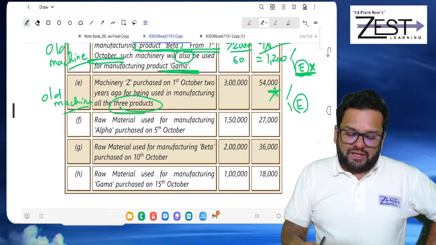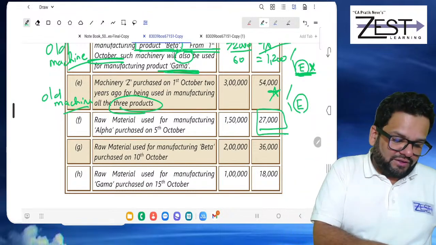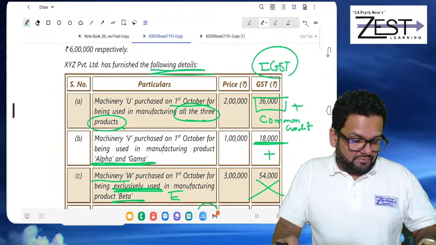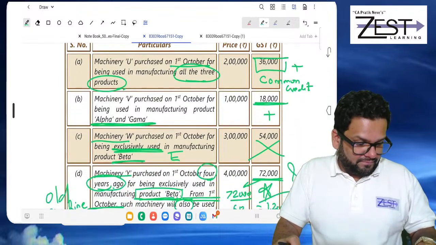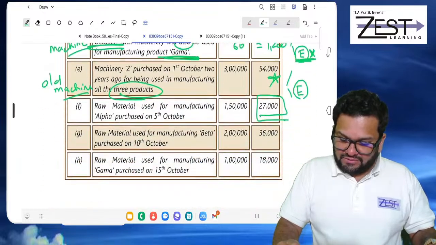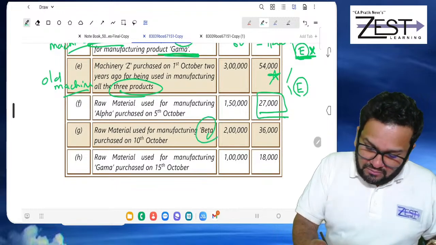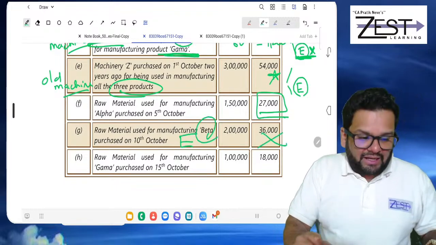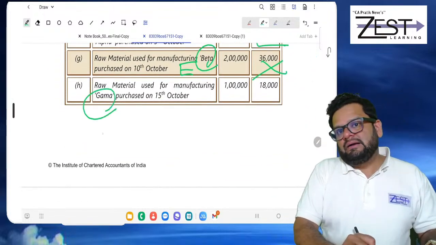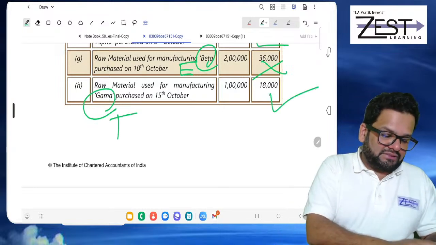Raw material used for manufacturing alpha. Please take full ITC, because it is for alpha. Take ITC. Why take? Because alpha is taxable. Next. Raw material used in manufacturing beta. Beta is, friends, exempt. Don't take ITC. Raw material used for manufacturing gamma. Gamma is now taxable. So yes, please take full ITC plus 18,000.